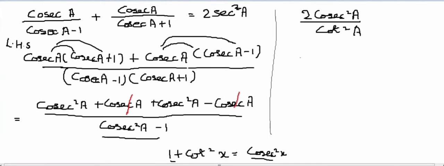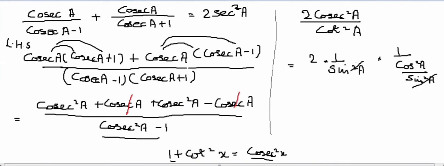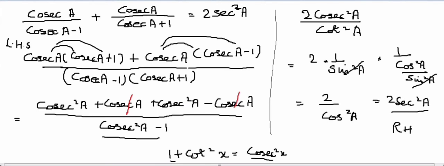Now cosec square A can be written as 1 over sin square A, and cot square A can be written as cos square A over sin square A. Now you can see that sin square A and sin square A cancel out, and you will get 2 upon cos square A, and the reciprocal of cos square A is sec square A. So you can write 2 sec square A. So this is our RHS.